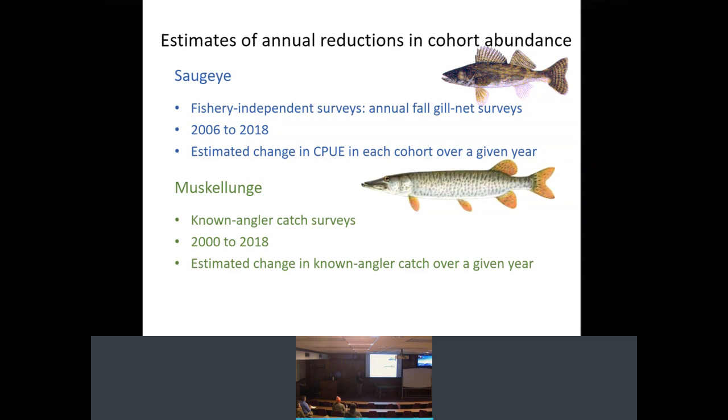Muskellunge anglers, I did know this, are a special breed of people. And so the state has set up this musky log, this angling log, that people who fish regularly for muskies log in. They log their effort, they log where they've been fishing, they log a lot of stuff. We can then follow known anglers. They know their effort, they know their catch, and so traditional creel surveys have all sorts of unaccounted for variation, and this reduces a lot of that variation, and it gives a really nice estimate of catch per unit effort. So we estimated change in known angler catch per effort over a given year instead of having fishery independent estimates of that same thing. Through some model selection, we consider juveniles and adults separately.